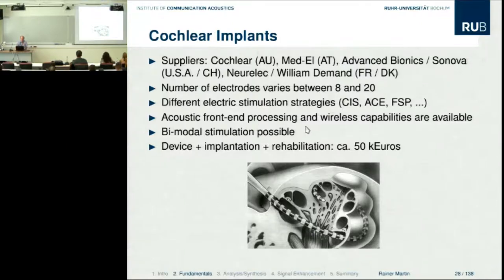Acoustic front-end processing like speech enhancement and noise reduction is moving just now into these devices. All the research done by the companies in the past was focusing on what they call the coding strategy, of how sounds are translated into this electric stimulation. But now they're also integrating all the front-end processing that we know from hearing aids into their devices. There's also bimodal stimulation possible, that means electric and acoustic. If you have a good surgeon, he will insert the chain such that if there is some low-frequency residual hearing, it will be preserved. That can be used to enhance the listening experience.